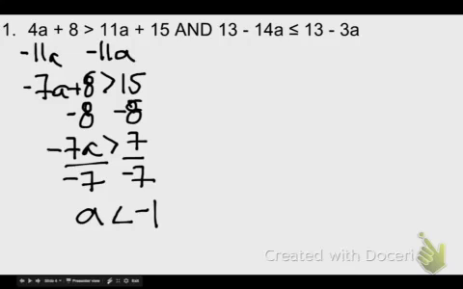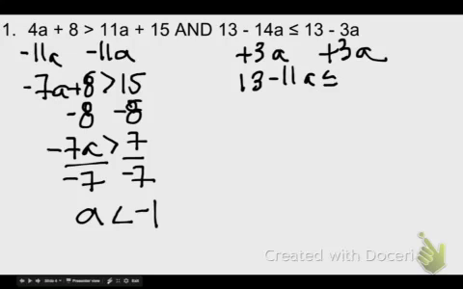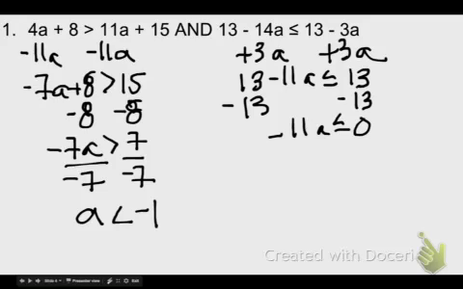Remember, when you multiply or divide by a negative, you have to flip the inequality symbol. All right, so that's the first portion of my solution. Now I'll solve the second inequality. I will add 3a to both sides, and after I do that, I'll get 13 minus 11a is less than or equal to 13. I'll subtract 13 on both sides and get negative 11a is less than or equal to 0. I can continue to solve by dividing by negative 11, and then I'll get a is greater than 0.